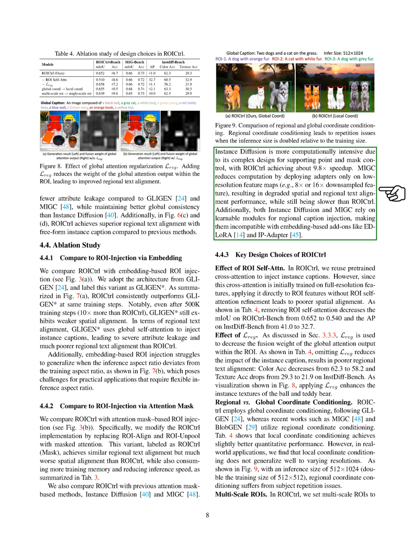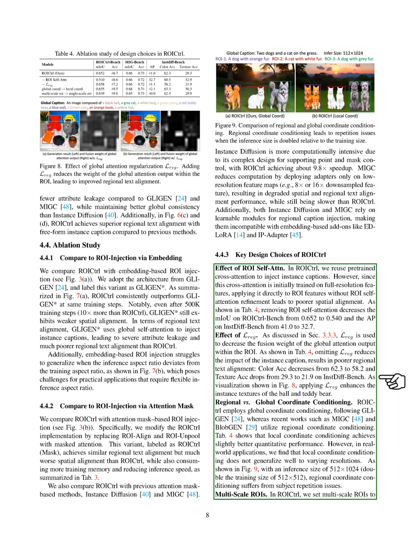First, we note the effect of ROI self-attention. We utilize pre-trained cross-attention for injecting instance captions, but without refining it with ROI self-attention, we see a drop in spatial alignment. Removing ROI self-attention significantly decreases performance metrics on our benchmarks.